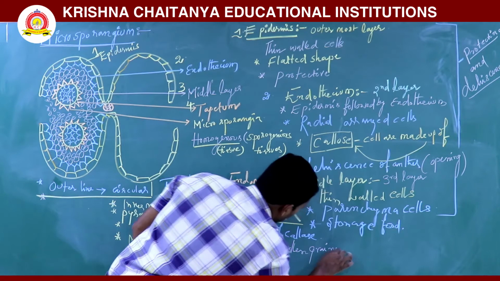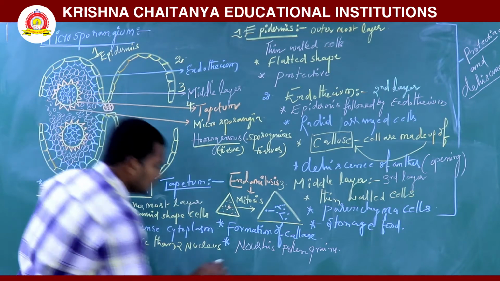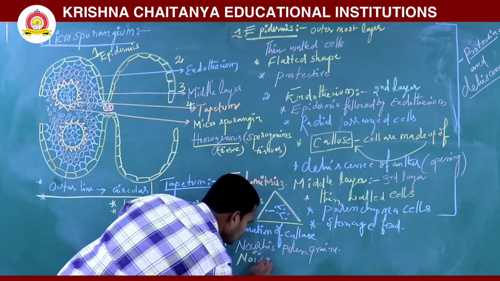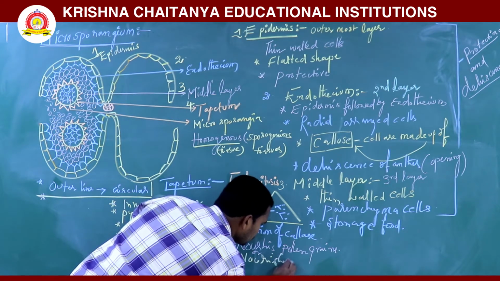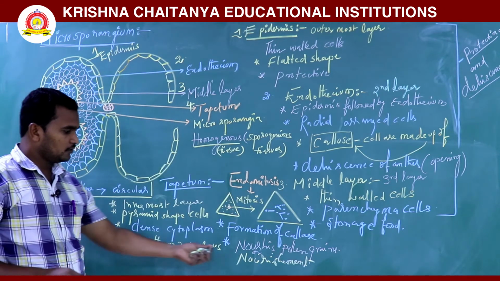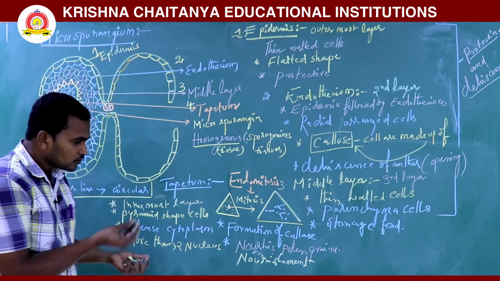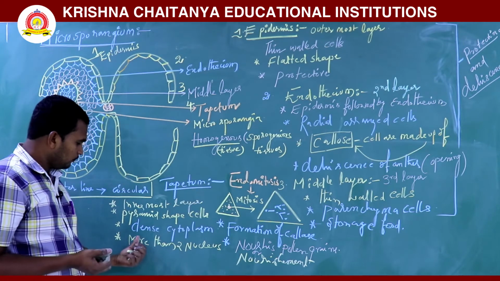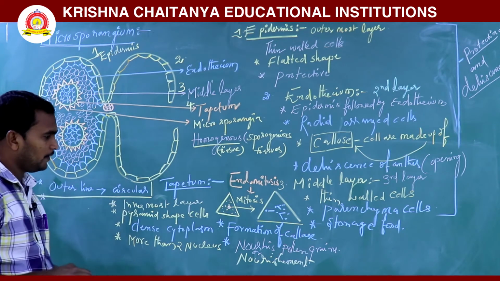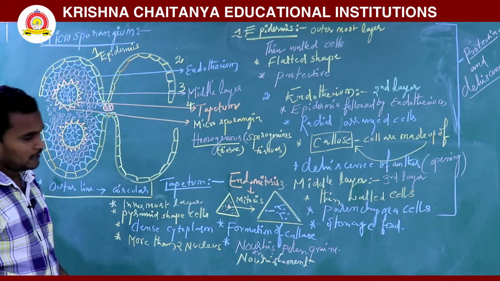Nourishment to the pollen grains. It is also nourishment to the pollen grains. So it is providing food to the pollen grains. To develop the pollen grains, how will they be developed? By providing nourishment, the pollen grains will develop. So this is called the tapetum.